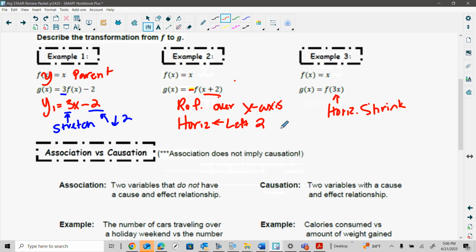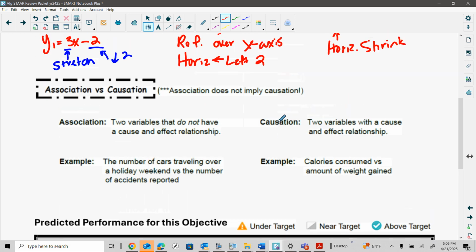And then our last thing, this is the part we had a lot of questions on, because you have some of these on your practice. Just understand, association does not imply causation. Causation is really cause and effect. Two variables that do not have a cause and effect. And then they gave you some examples. So there's not really math here. You just have to understand cause and effect, like one thing affects the other.